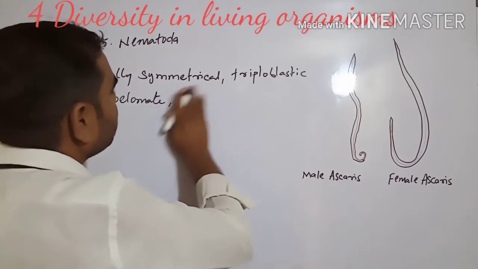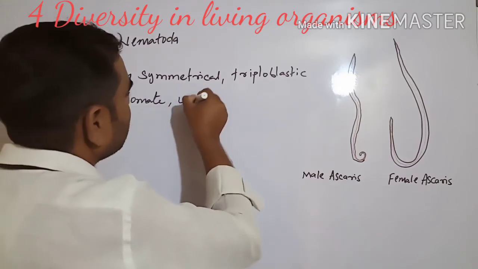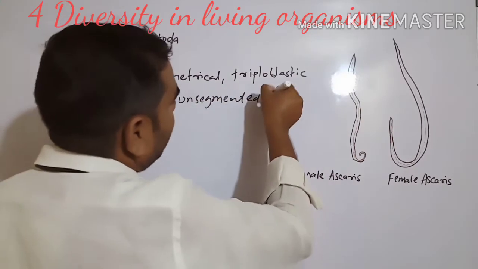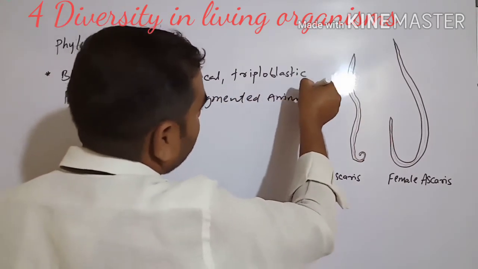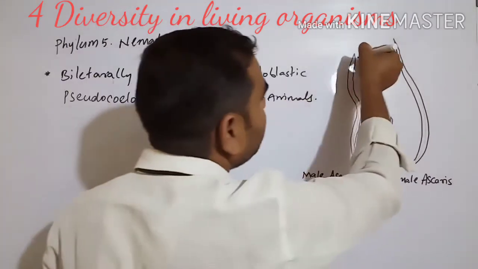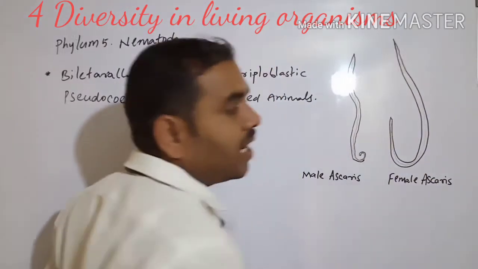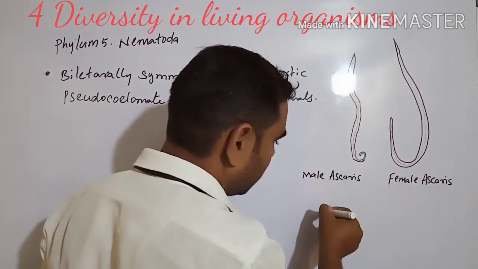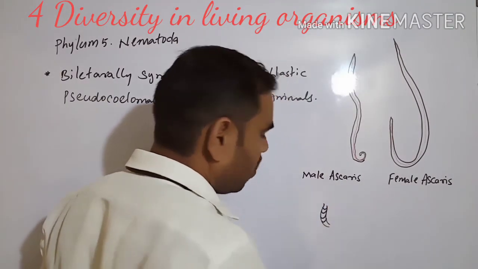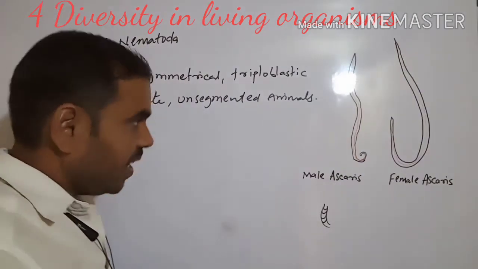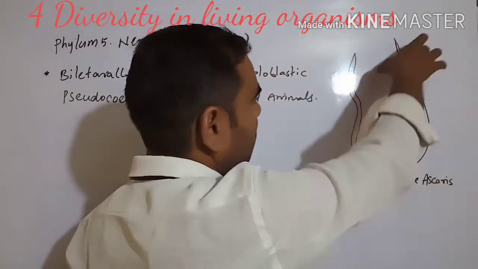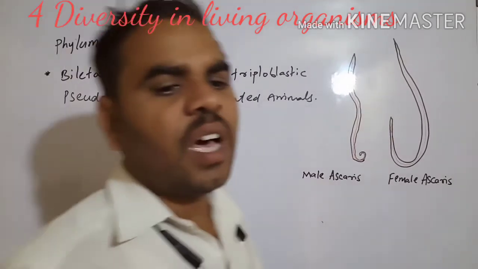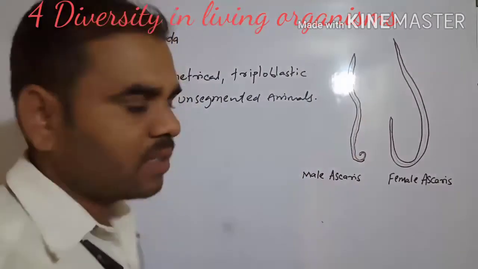Next, unsegmented animals. There is no segmentation, like in Annelida. Segmentation means segments, and these do not have any segments. Is there any segment? No.